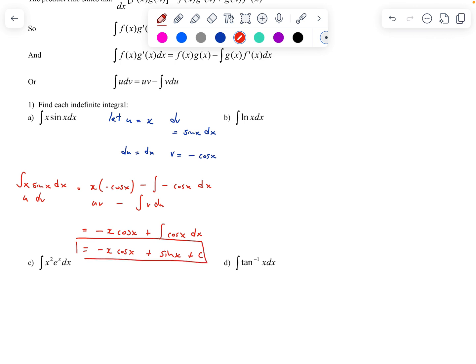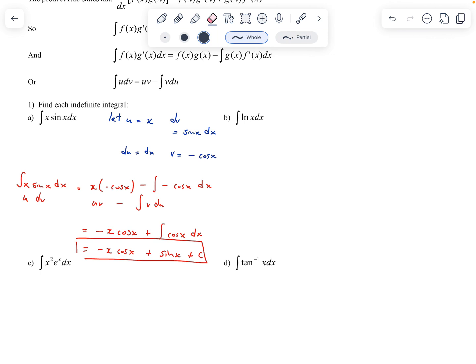And if I want to check that I have the answer right, I will take the derivative. I'm going to take the derivative, and then I'm going to cross it out because I don't have space here. So the derivative of this would be negative 1 times cos x plus negative x times negative sine x plus cos x. That cancels that, and the other two terms give me back the question, which is what I want. So my check proves I got it right. So that's integration by parts.